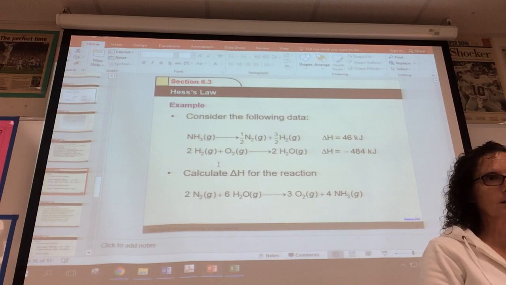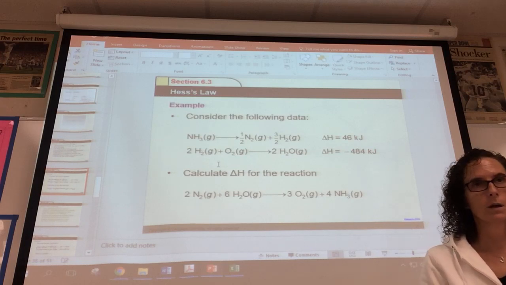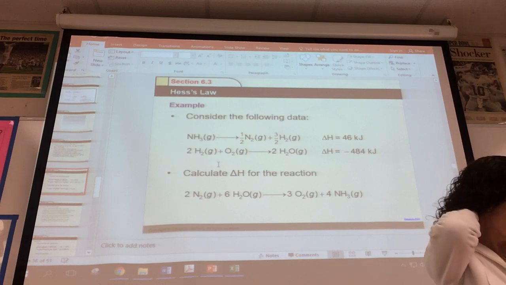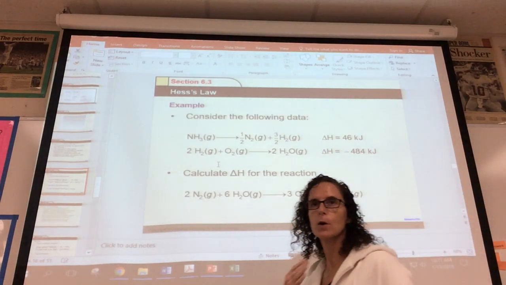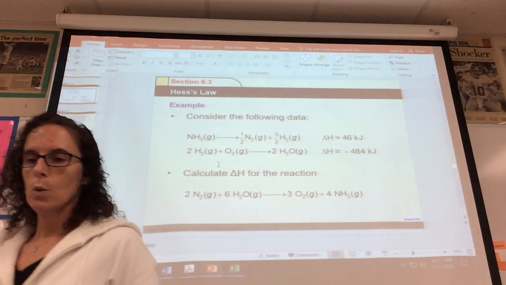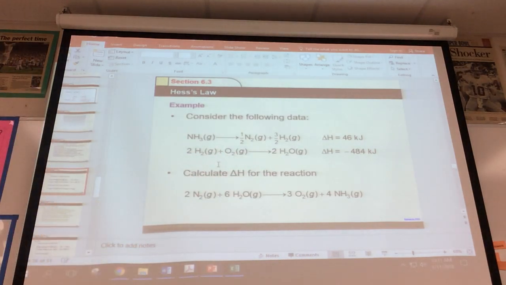Questions on anything in chapter 6? All right, so this is the beginning in terms of thermo. You've got the thermochemistry piece. We're going to get the thermodynamics piece next.